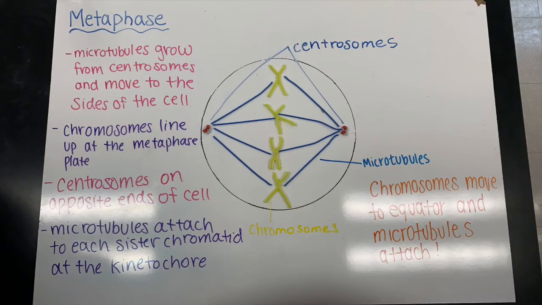At the end of this phase, chromosomes are at the equator of the cell and the microtubules are attached to each sister chromatid.